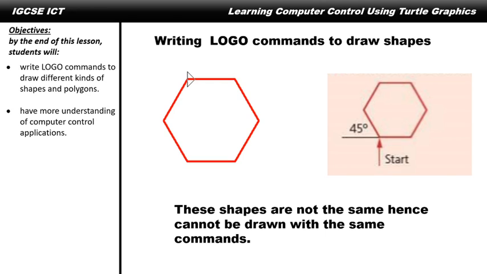Now if you look at the starting point of the hexagon, the starting angle there is 45 degrees. So let me show you how this will work. Like I said, this polygon that is showing 45 degrees is not exactly the same as this one here. They cannot be produced by the same command. So with this one with 45, you need to take some extra care to draw it.